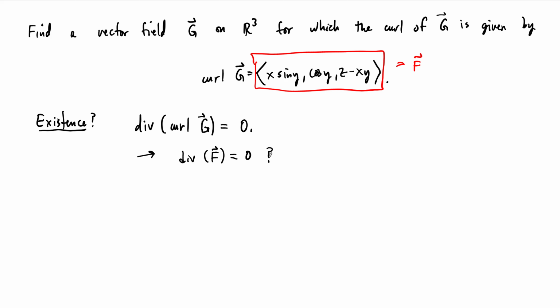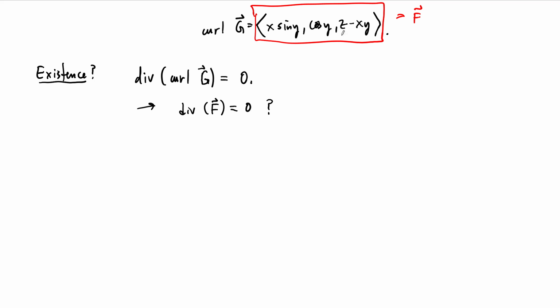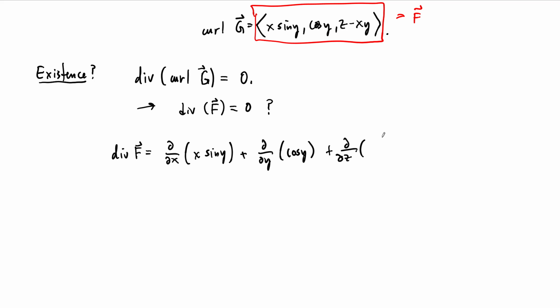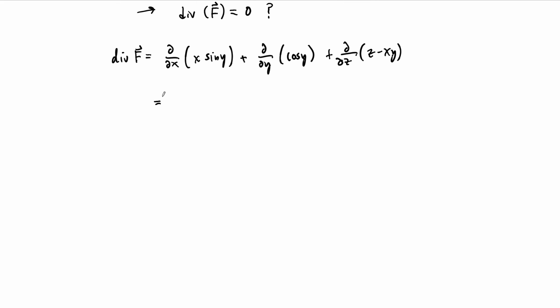Is the divergence equal to 0? We're not sure, so let's check it. Remember, the divergence is the sum of the component-wise partial derivatives. So the divergence of what I'm calling F here is equal to the x partial derivative of x sine of y, plus the y partial derivative of cosine of y, plus the z partial derivative of this function, z minus xy. Okay, and let's compute. Again, after computing the partial derivatives and adding them up, we should get 0, hopefully.